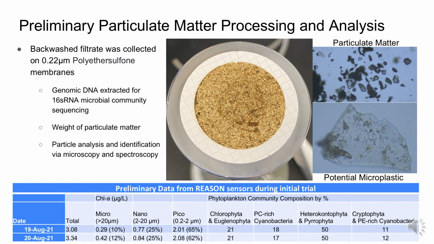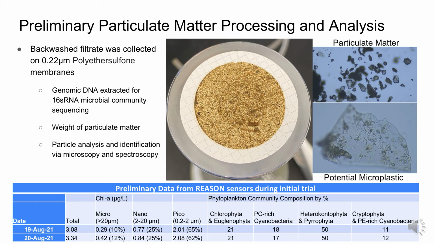We are now in the process of analyzing the samples that we received from this initial trial. Portions of the samples have been filtered for DNA extraction and will be used for 16S RNA sequencing in order to determine which species are being transported through the river by particulate matter, again ideally looking at microplastics. Microplastics will be identified by microscopy and spectroscopy, and you can see the images on the right here are of general particulate matter from these filters, as well as what we believe to be a potential microplastic.